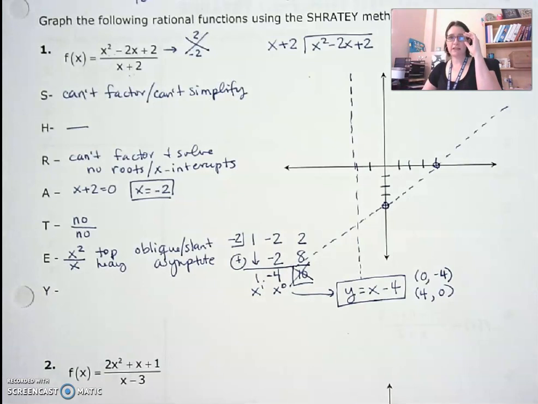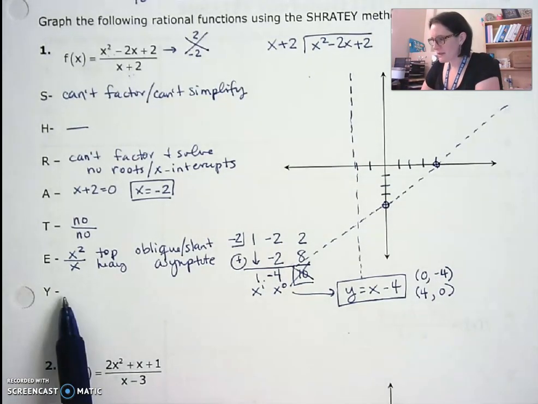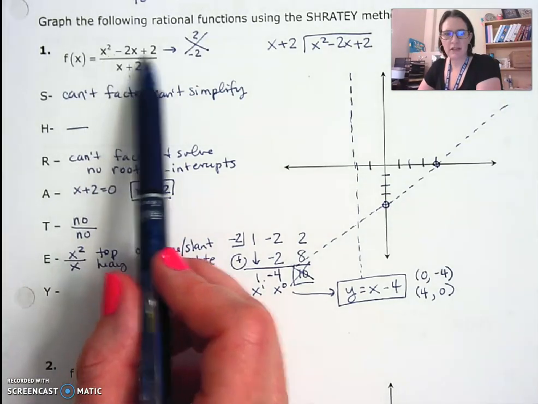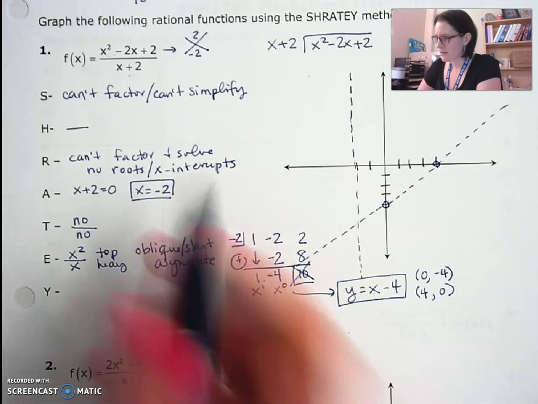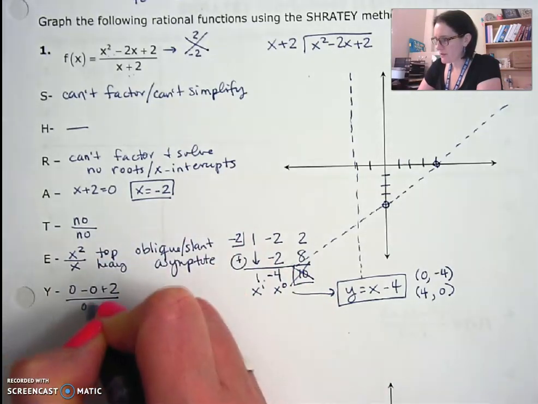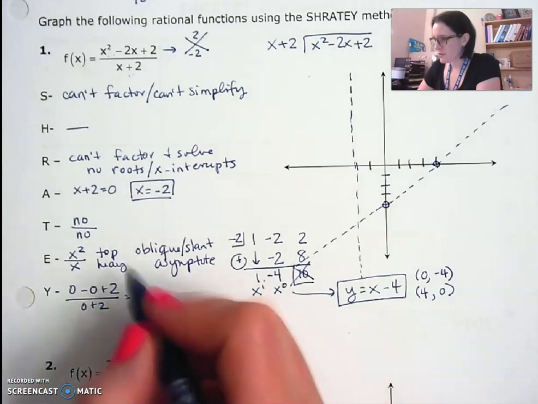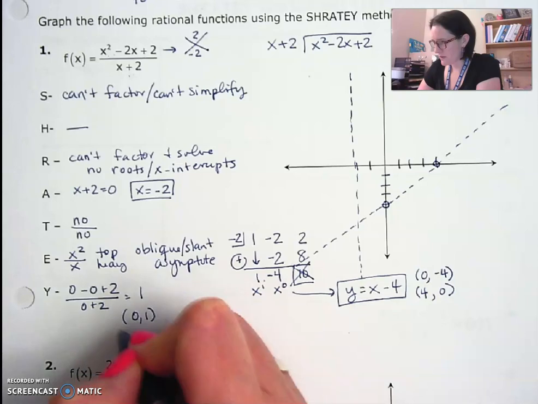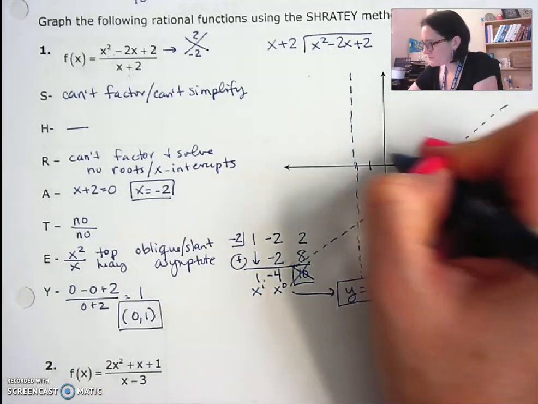All right, and there is my slant or oblique asymptote. And the last thing I want is my y-intercept. I'm going to find that by plugging 0 in for all of the x's in the original function. So that's 0 minus 0 plus 2 over 0 plus 2. That's 2 over 2, or 1. So my y-intercept is 0, 1. And I'm going to graph that now.